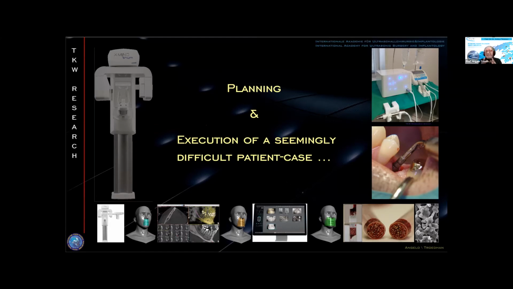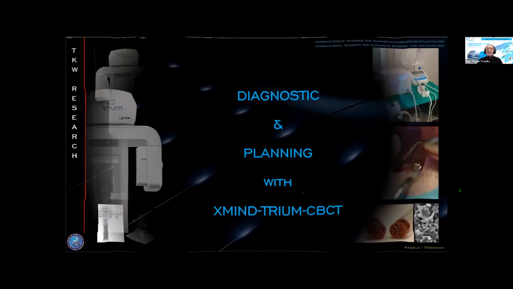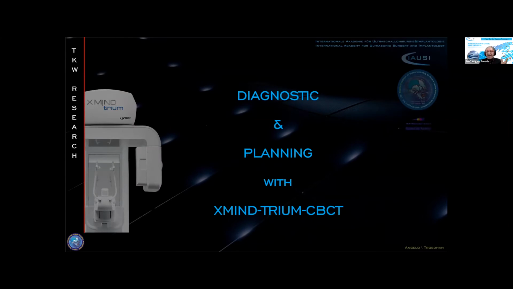Anyway, when it comes to sinus lifting, of course, we need to know what the anatomy of the sinus is. And this is where CBCT technology steps in as a first step in atraumatic surgery, to prevent perforations of the sinus membrane and to prevent intraoperative surprises for the surgeon. So let's take a look at the planning of this case.